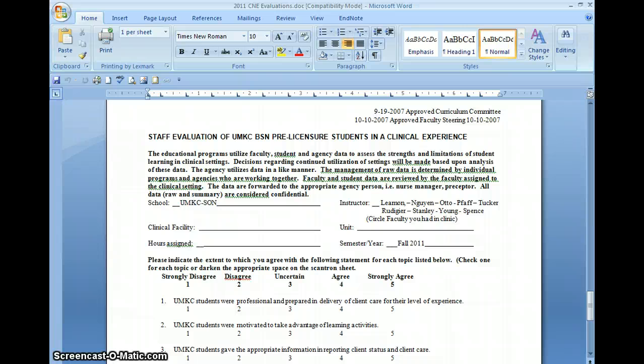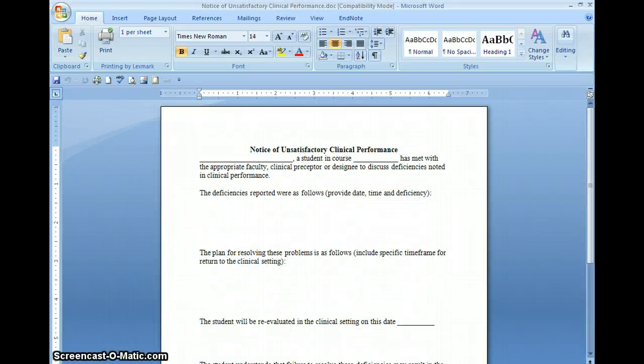The very last thing that I want to tell you about is a notice of unsatisfactory clinical performance. We have high expectations for UMKC students, and this is where the rubber meets the road. Maybe they've been just kind of piddling along and having some issues, but you and I both don't want nurses out there taking care of our families that are not safe, are not appropriate, and please don't feel like you have to do this on your own.